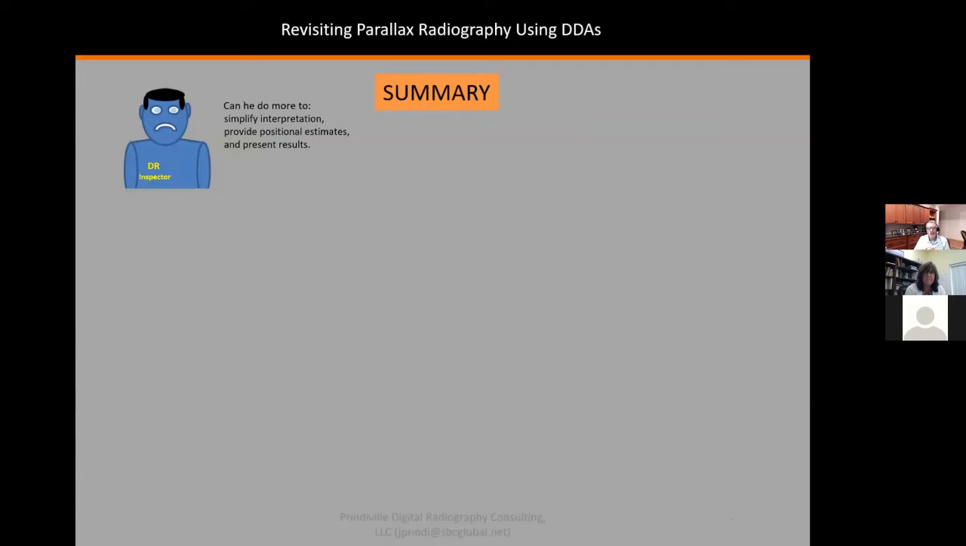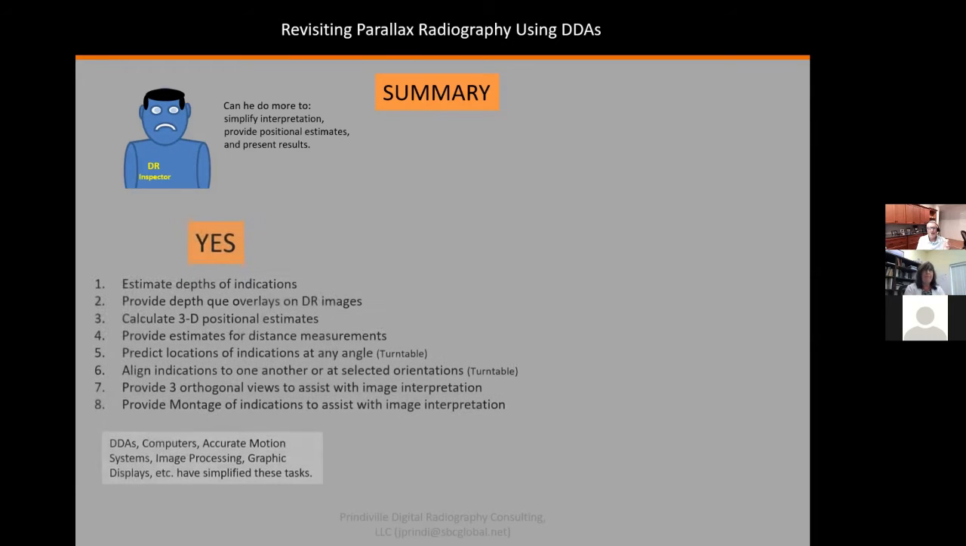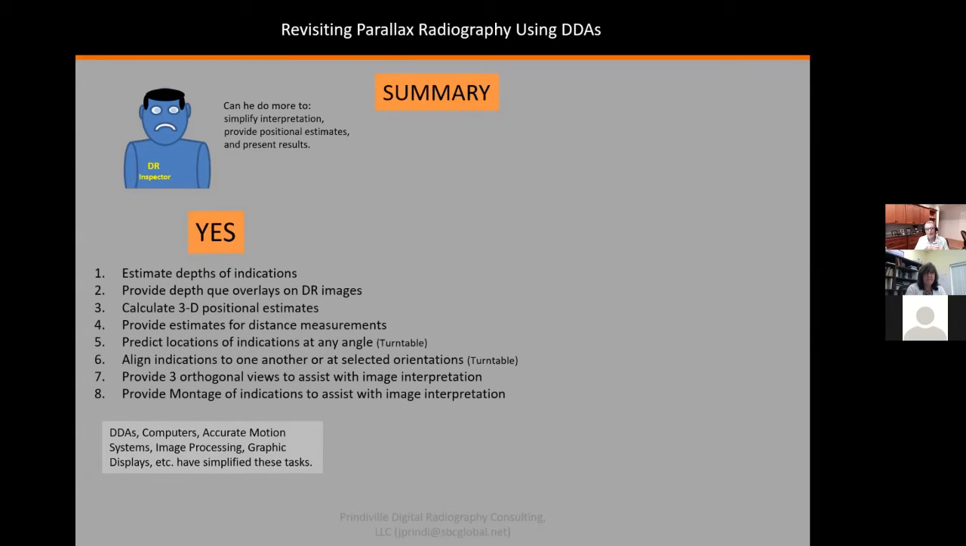So in summary, we're saying, can a DR inspector do more to simplify his interpretation of an image? And I think with DR, it's simple to take a second image. I think with a lot of systems incorporating manipulators, that may be a linear stage or maybe a rotational stage, then we can go ahead and take a quick stereo shot, a parallax shot. And with those, we can, number one, estimate the depth. We can provide depth Q overlays on the DR images. We can calculate 3D positional estimates of where these things are.